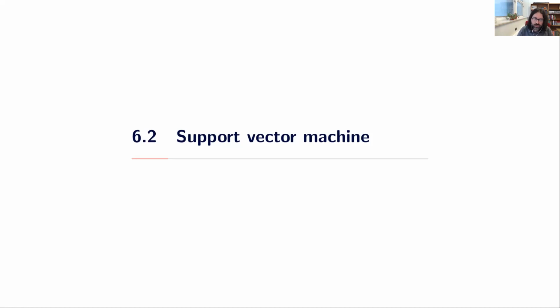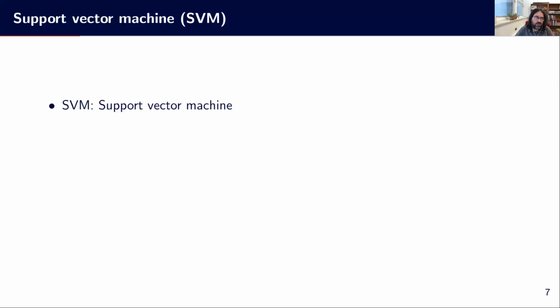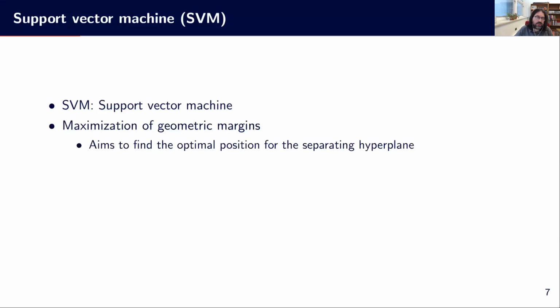Now I will present you the support vector machine. So SVMs, as we call them, are a family, or I would say some model, for classification, basically, but also used for regression. But we will see the classification models here, where we aim at maximizing the geometric margins. So the point is that with this model, we aim at finding the optimal position for the separating hyperplane to use over a given data set.